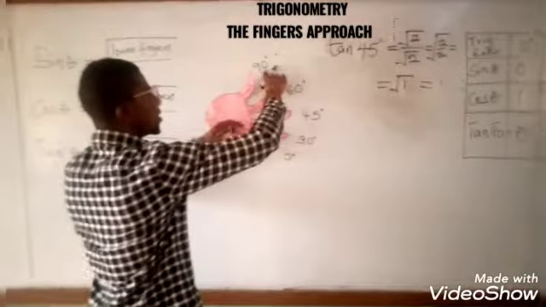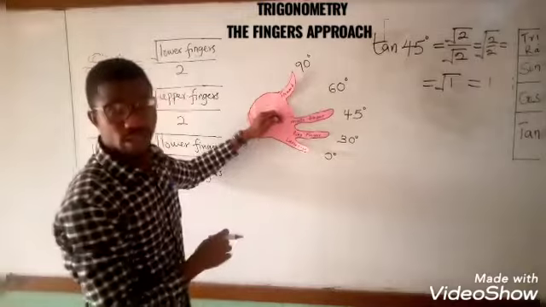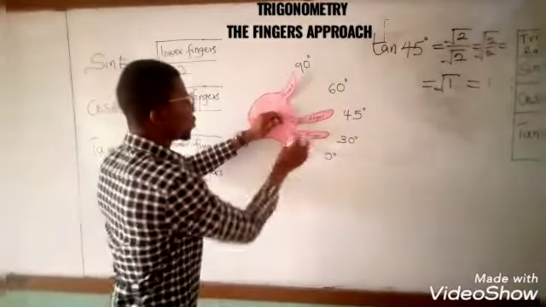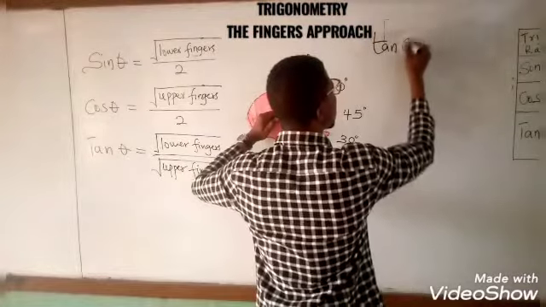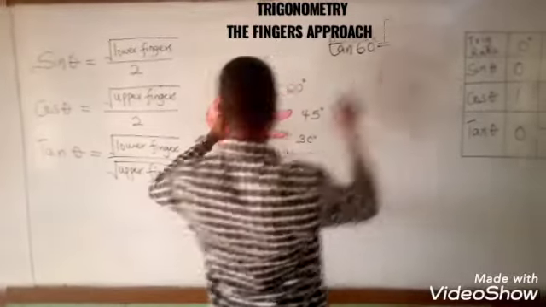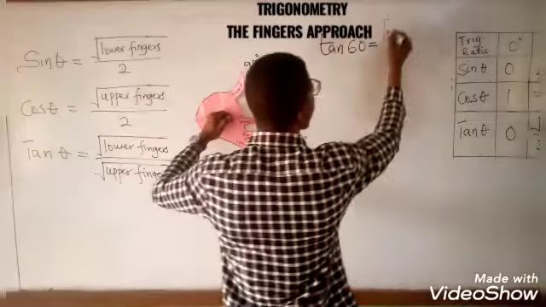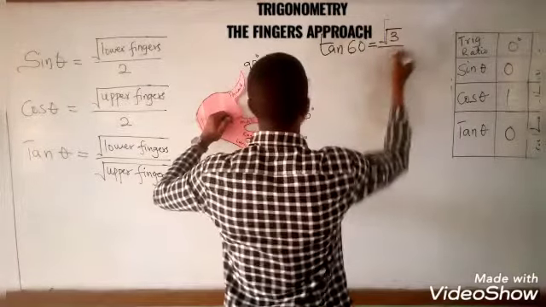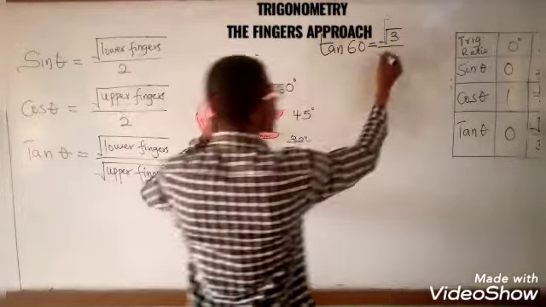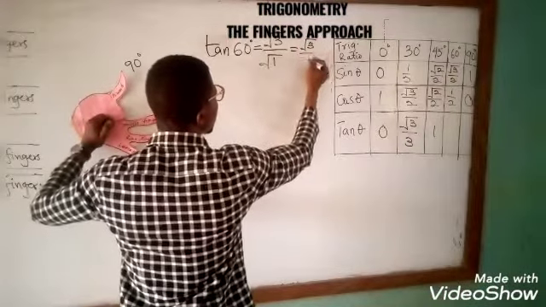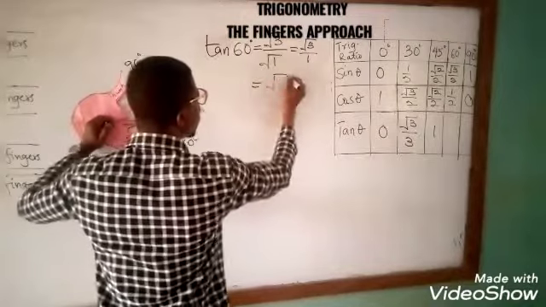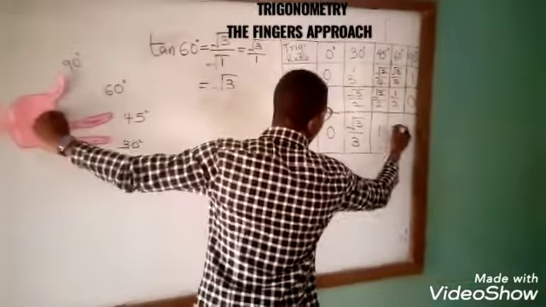Looking at tan 60 degrees. Lower fingers 1, 2, 3. The square root of 3 divided by the square root of 1. So you have root 3 divided by 1. So at the end of the day, you have root 3.